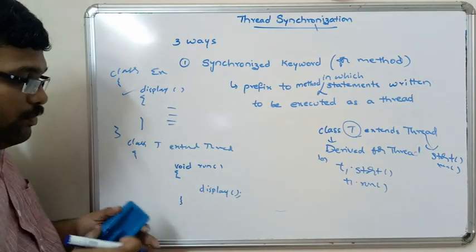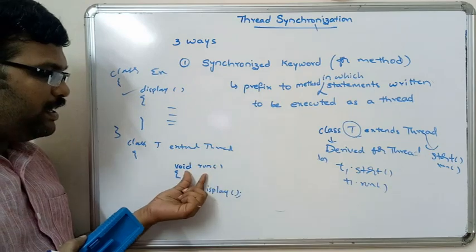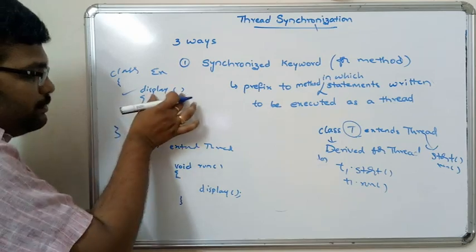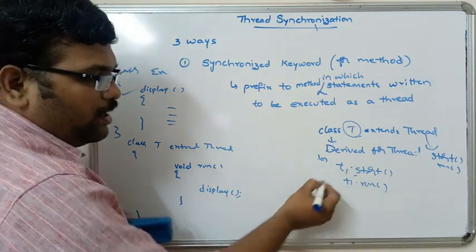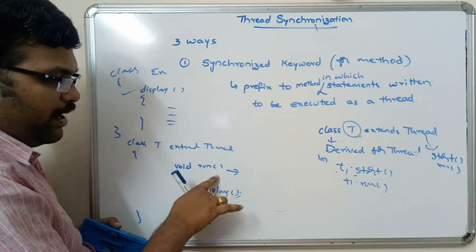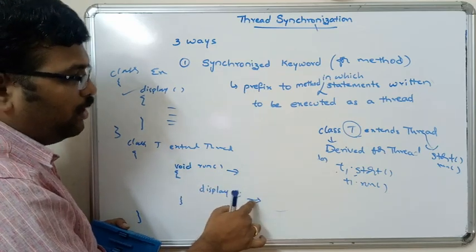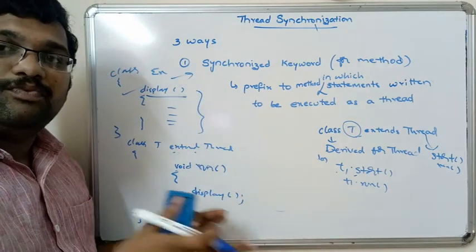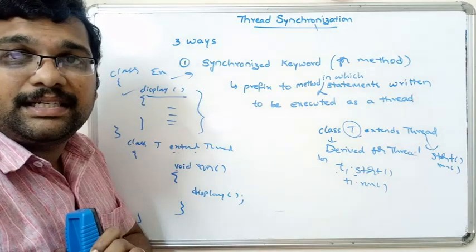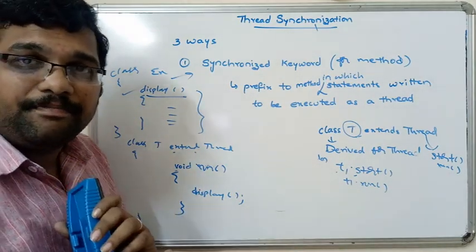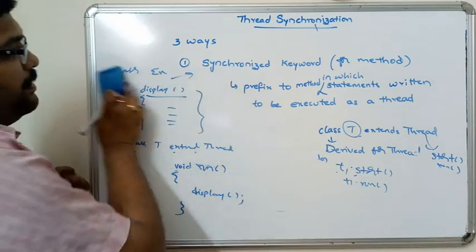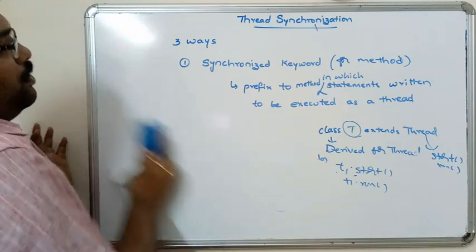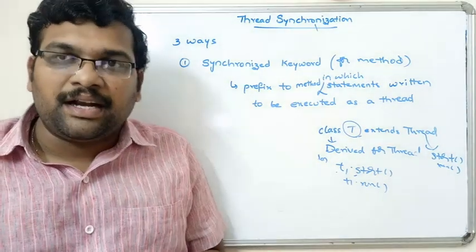Hope you understood this one. We are not writing the synchronized keyword here, but we can apply the synchronized keyword here itself. So we will call this method here. Whenever t1.start is called, run will automatically be applied, and immediately after executing run, the display method is called, so that this function will be executed. How this happens, we will see while implementing this thread synchronization concept, so that your doubts will be clarified. So this is one way we can achieve synchronization.